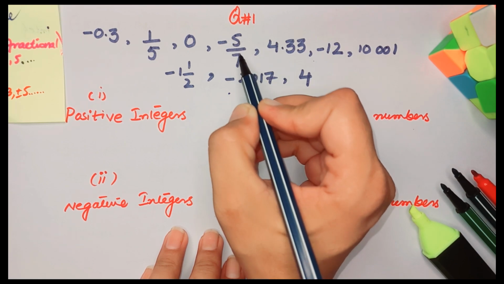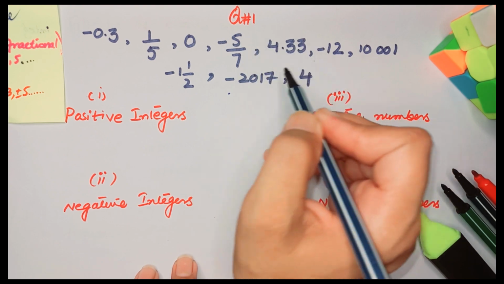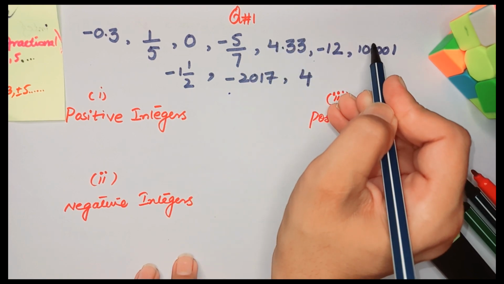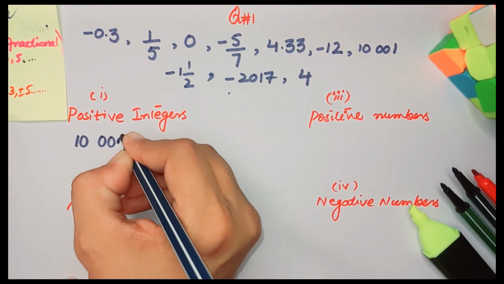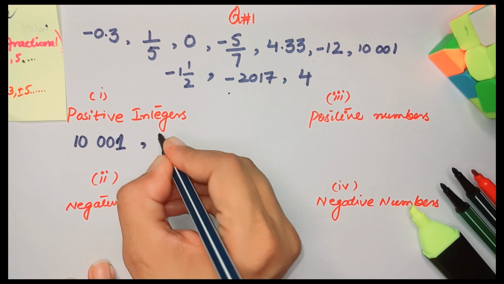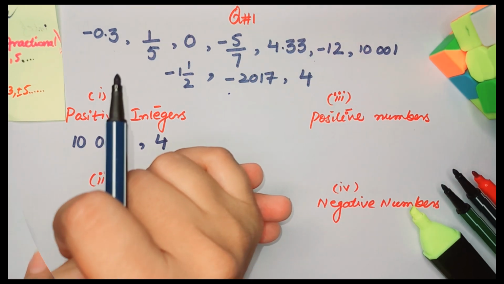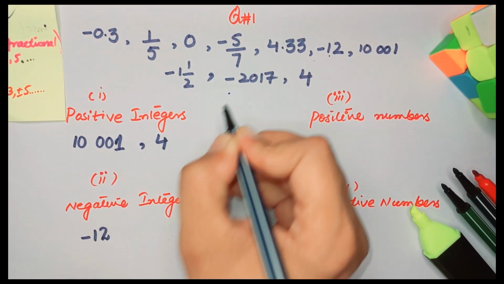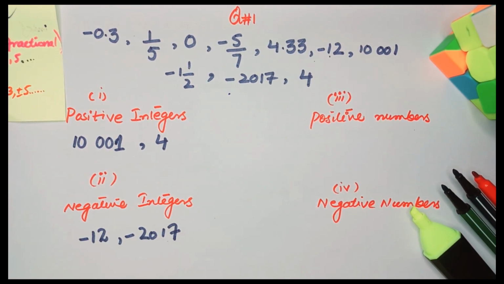Next, students, we have -5/7. So it's also not an integer. So when we are identifying integers from the above numbers, the first positive integer I'm getting is this one and the next positive is this one. Now dear students, let's find the negative integers. So the negative integers are -12 and -2017. These are the negative integers.